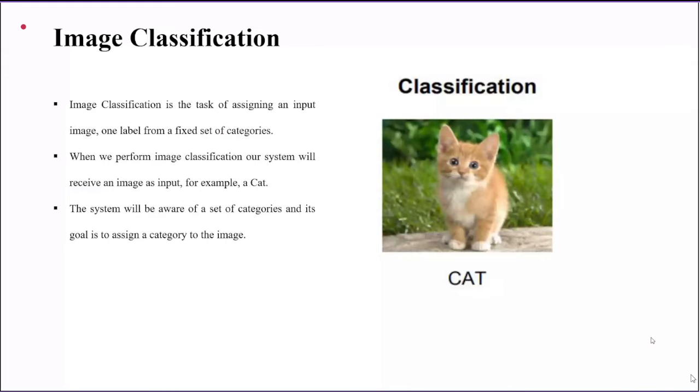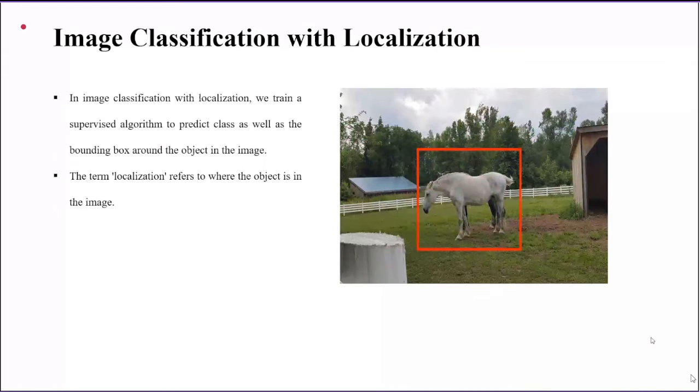Another type of application is not only identifying or classifying the image, but also finding the location where exactly the object is present. And this is referred to as localization, and it is represented by a bounding box.